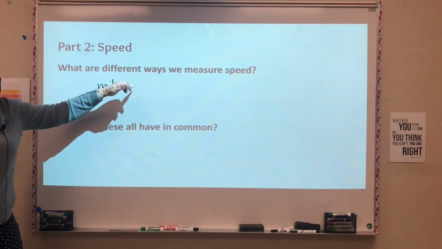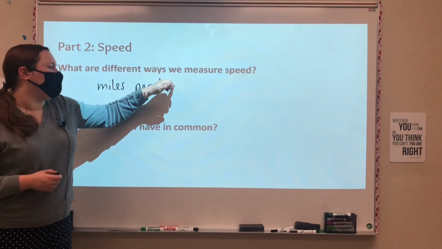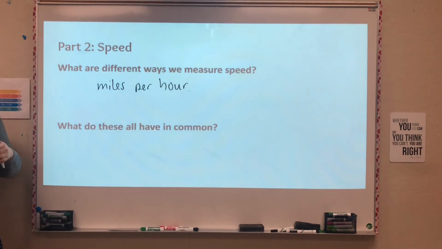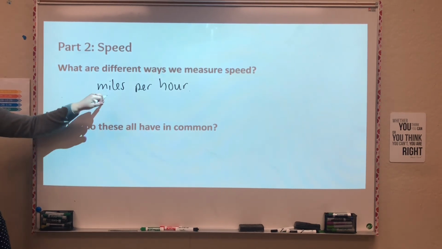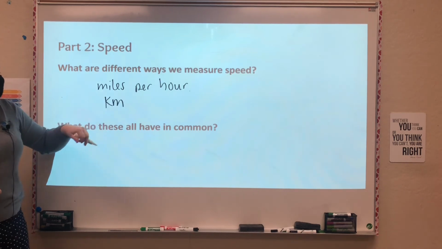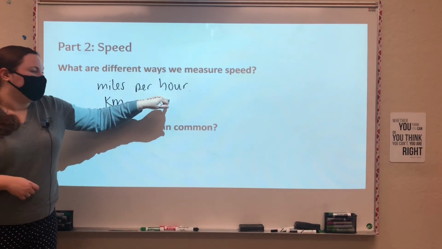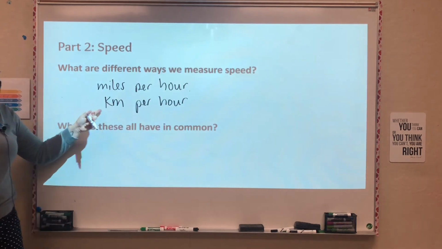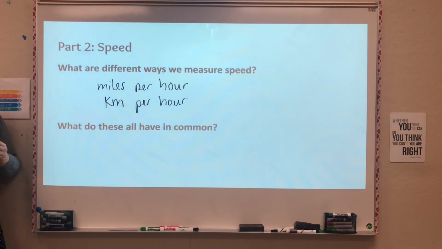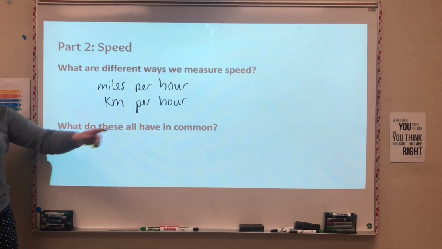Yeah, miles per hour. Is that the only way you can measure speed? Yeah, the United States does miles per hour. Not every country does miles per hour. A lot of other countries do kilometers per hour. I think most of Europe does kilometers per hour, and a lot of other countries. We're special. Is it always per hour?